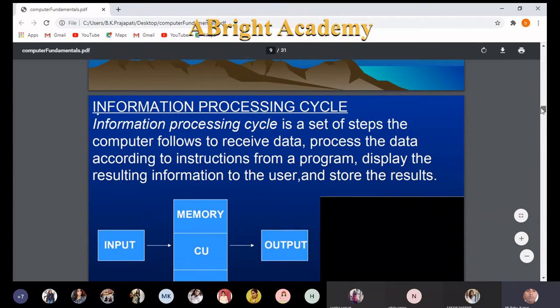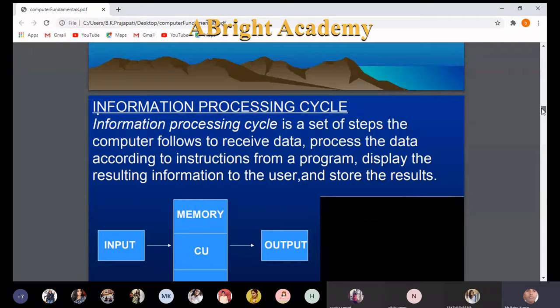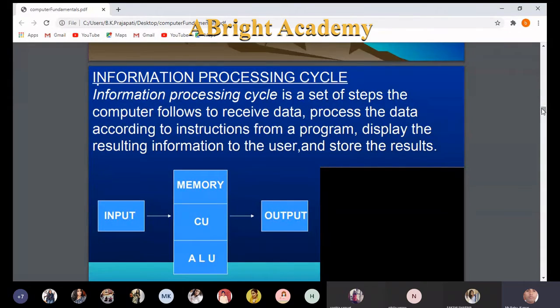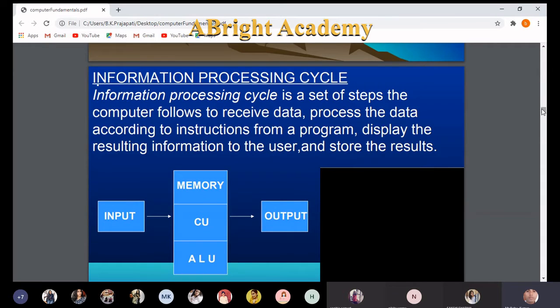Let's start with the information processing cycle. The information processing cycle is a set of steps the computer follows to receive data, process the data according to instructions from a program, display the resulting information to the user, and store the result.